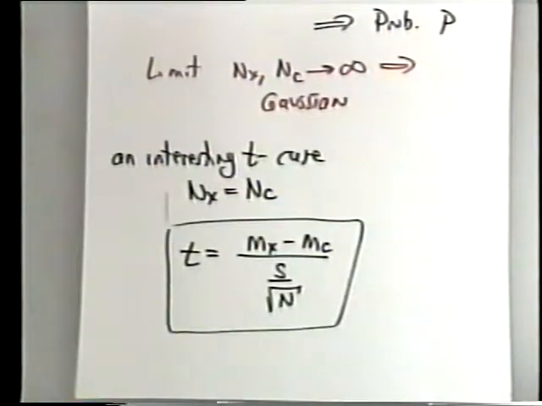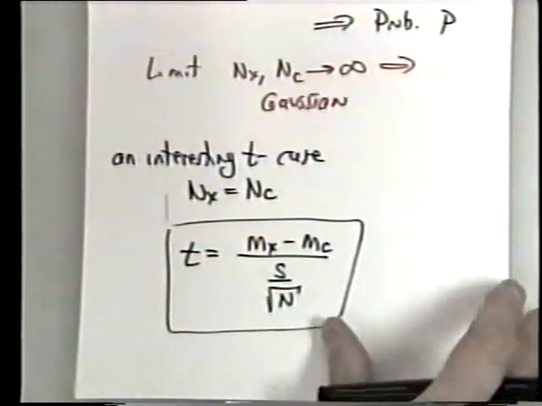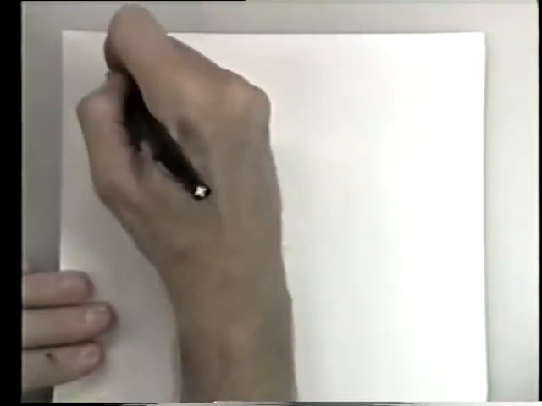Now, there's another issue that comes up. So far we've had one and two-tailed tests. Another issue has to do with pairing and what's called a paired test.